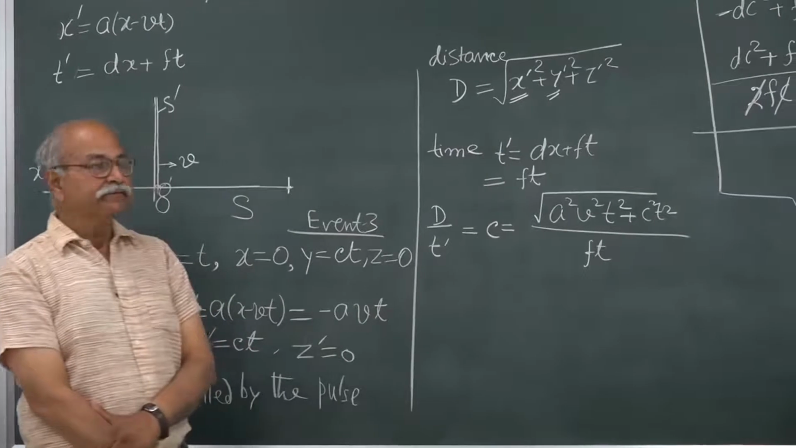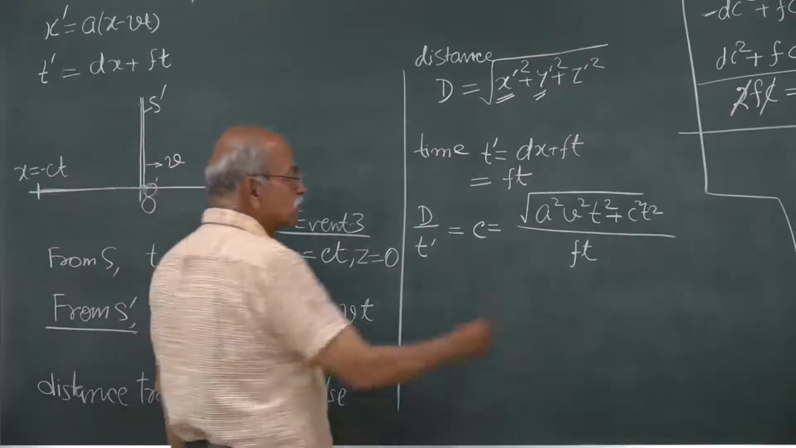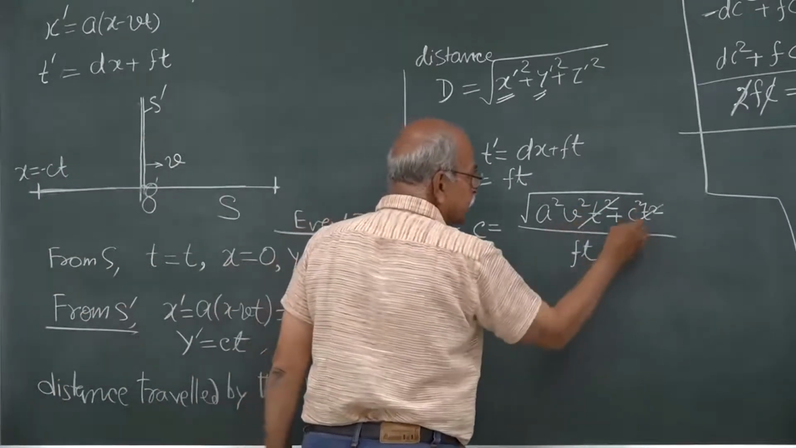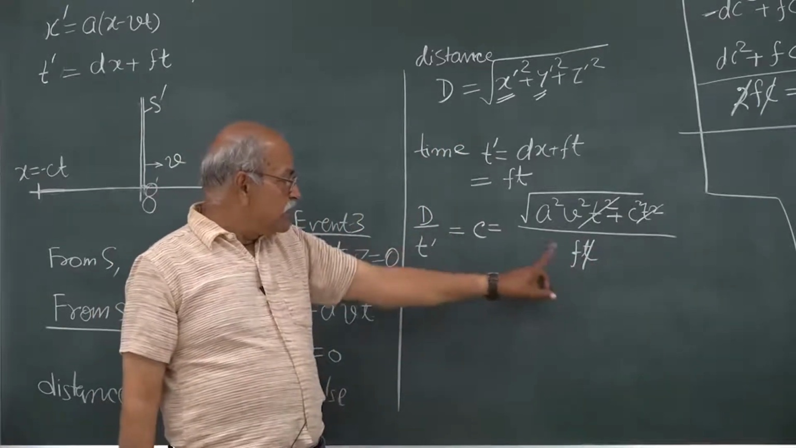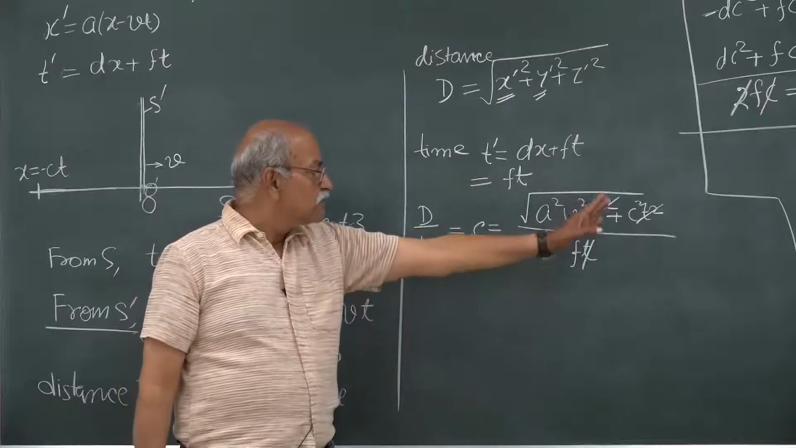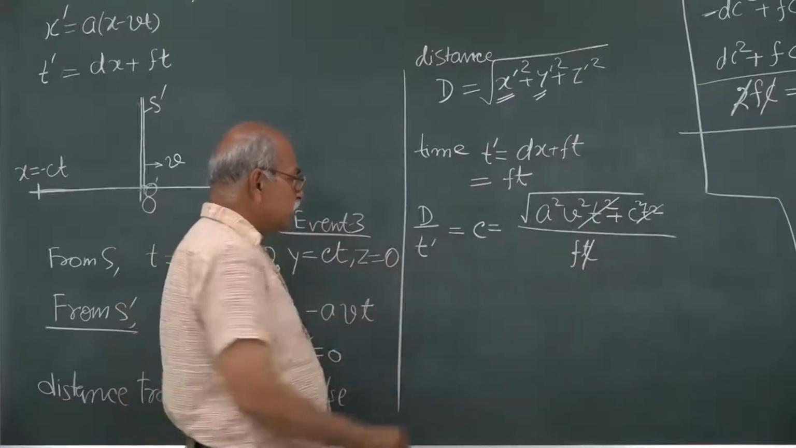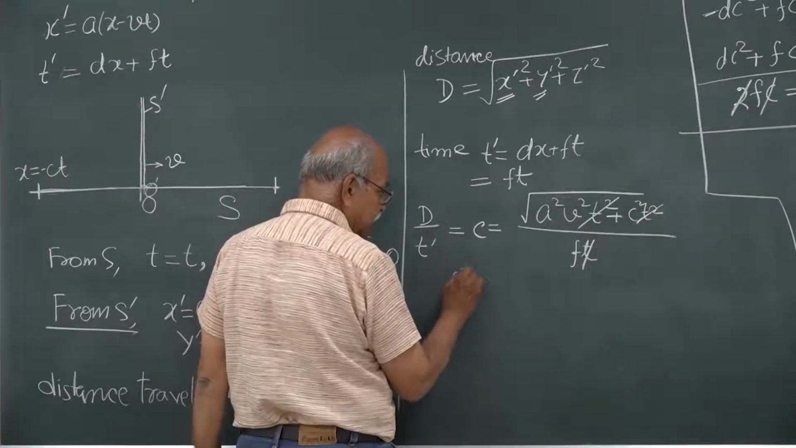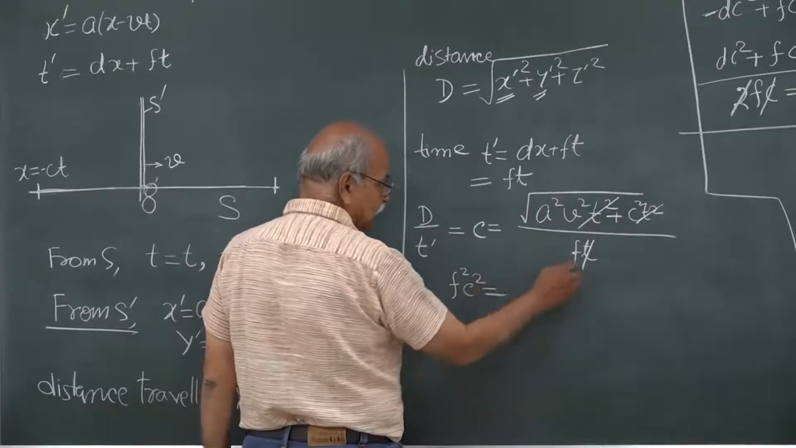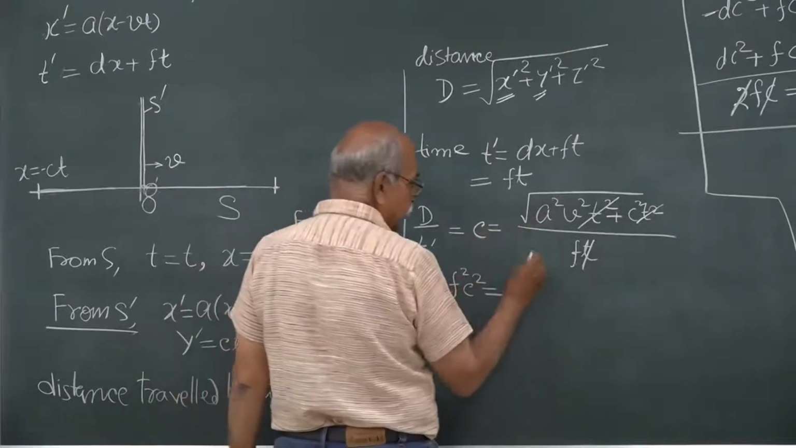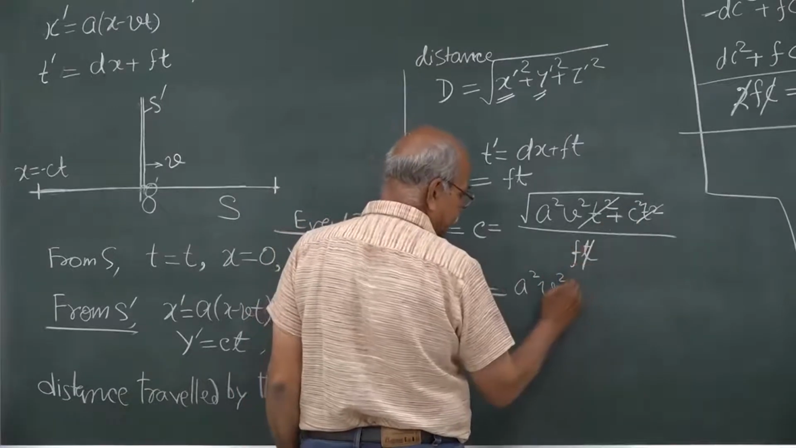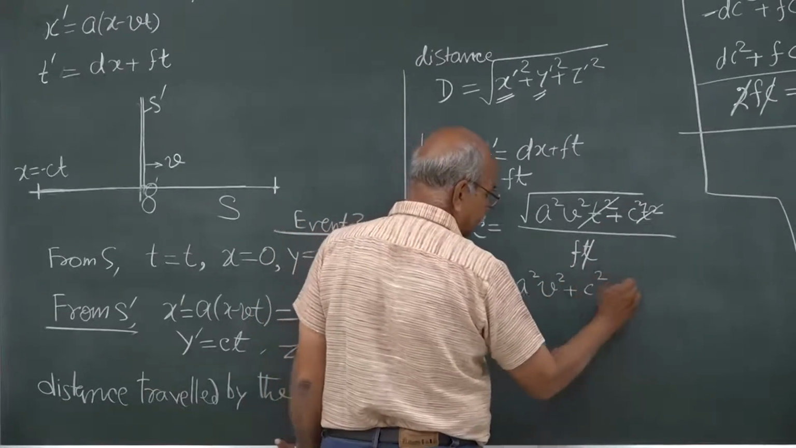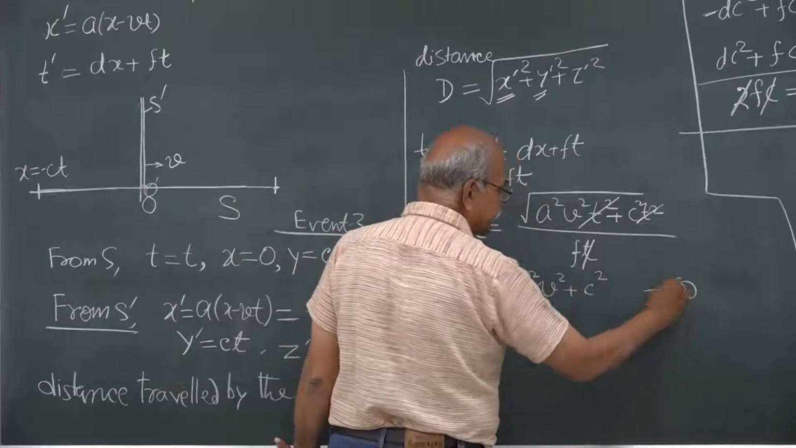This is it. So, t cancels out, and you have f into c is equal to the square root of this. So, square it, you have f square c square is equal to a square v square plus c square. This is our equation number 3.